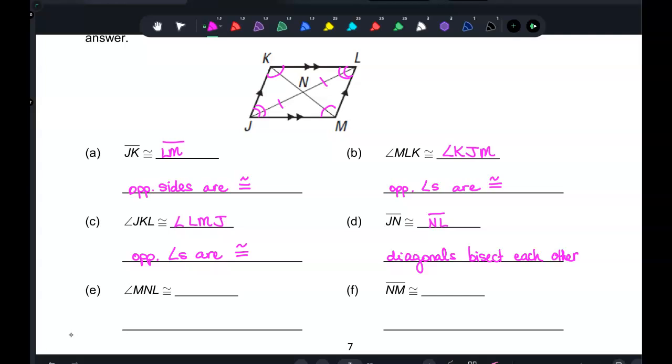These two are congruent because... just pause for a second on this. David, we're in the middle of the lesson. Okay, M and L.